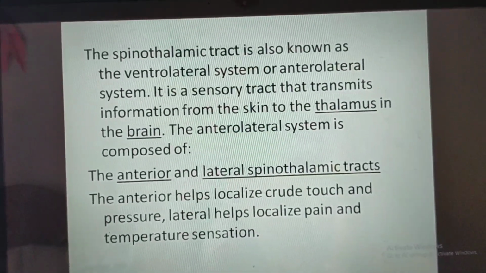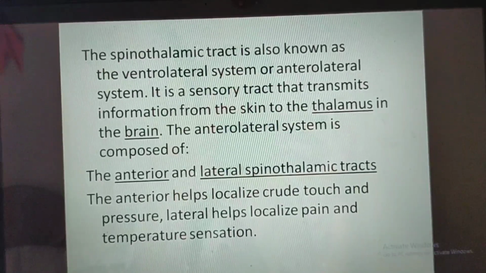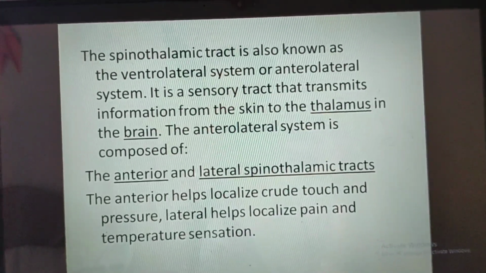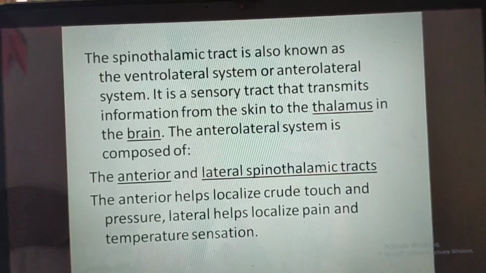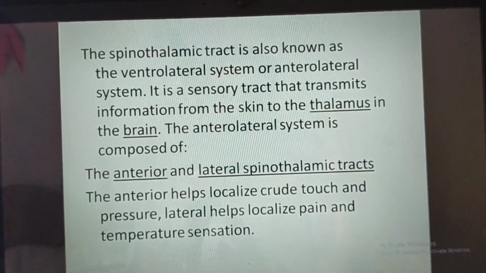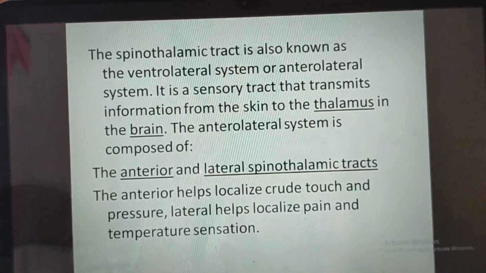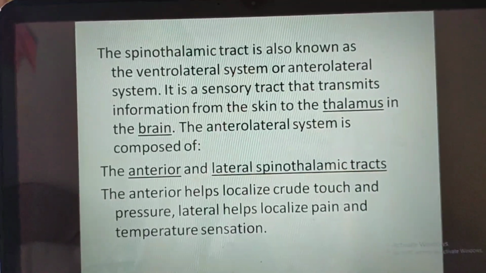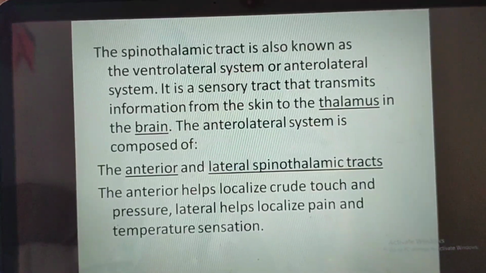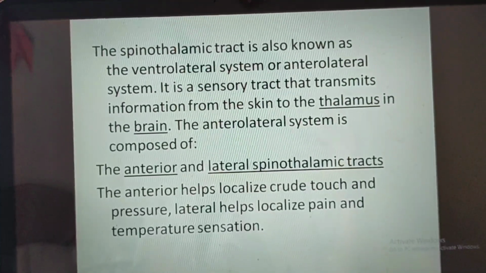The anterolateral system is composed of the anterior and the lateral spinothalamic tracts. The anterior helps localize crude touch and pressure, and lateral helps localize pain and temperature sensation. So here, if our motto is to understand the pathway of temperature sensation, we should have to learn about the lateral spinothalamic tract.